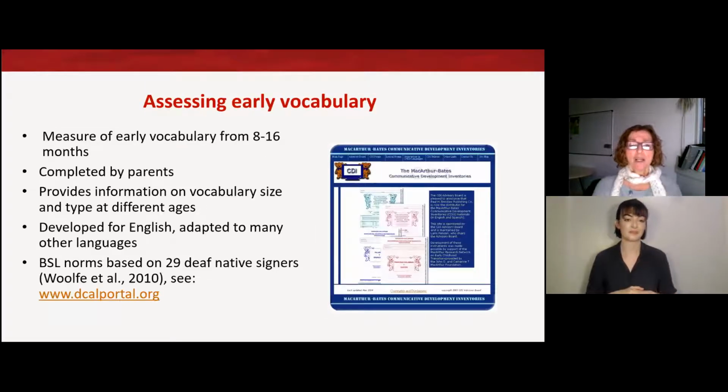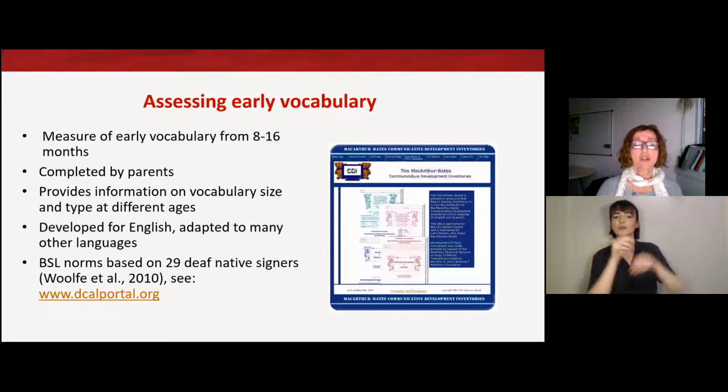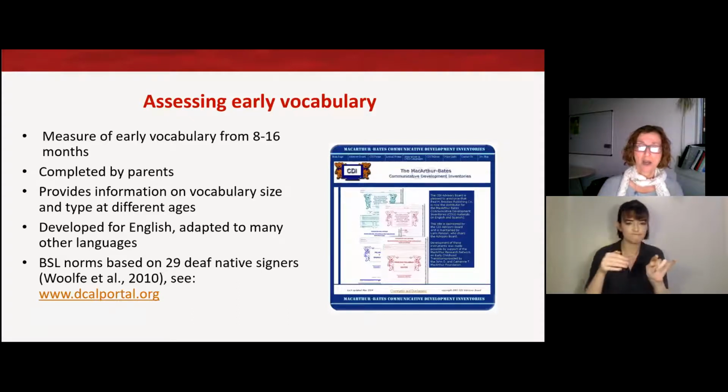We have an assessment of early vocabulary that has norms for American Sign Language and now British Sign Language, which is the MacArthur-Bates Communicative Development Inventories. This is a parent report tool, so parents complete the assessment. It's a series of sheets that they look at to see whether a child understands a word or indeed uses the sign for that object or activity.